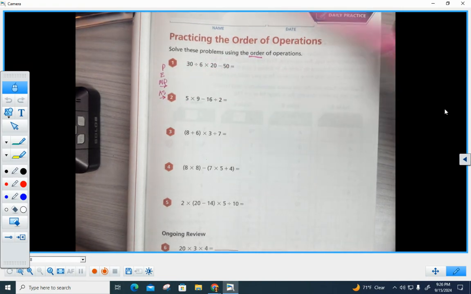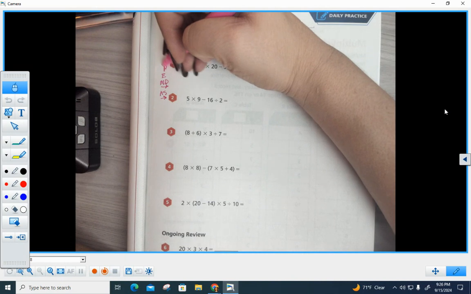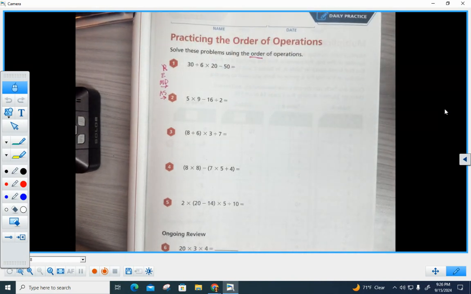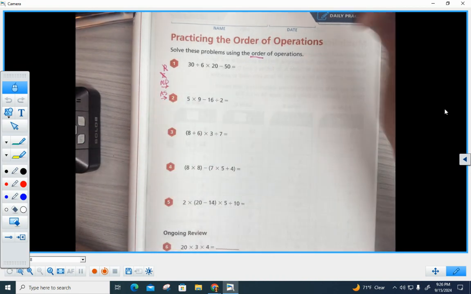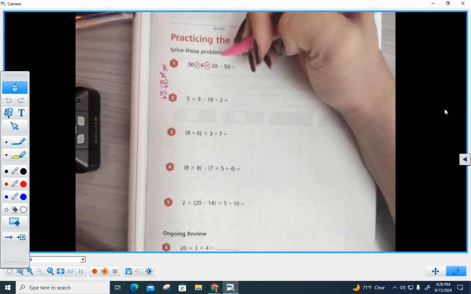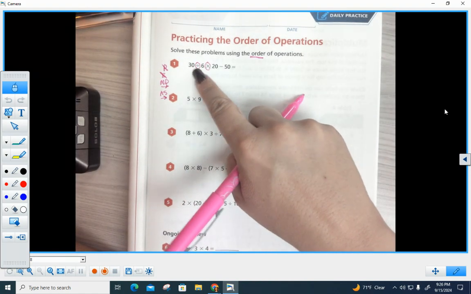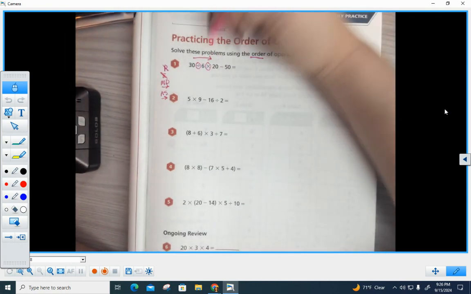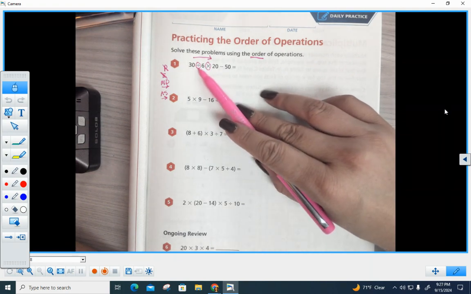Okay, let's get started here. In this problem, I do not see any parentheses, so I'm going to cross off step 1, which is parentheses. I also do not see anything that has an exponent, so I'm also going to cross off E for exponent. Now I'm asking myself, can I see any multiplication or division? Well, I've got both here. I also have this little subtraction here, but we're going to focus on step 3, which is multiplying or dividing. Since I have both in the problem, I'm going to go left to right. Remember, it is not always the multiplication first. Sometimes it is division first. In this case, it's division first.